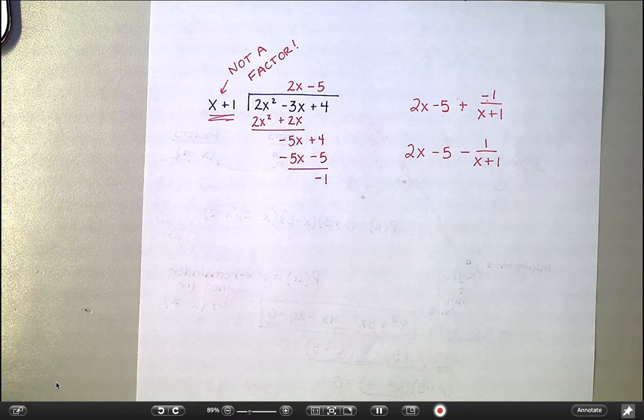Okay, I think that was everything I could think of for polynomials right now. We may need a little bit of practice with some factoring, but other than that, you should be okay with the polynomial section for your SAT review.